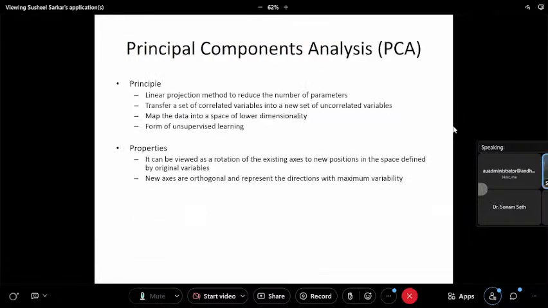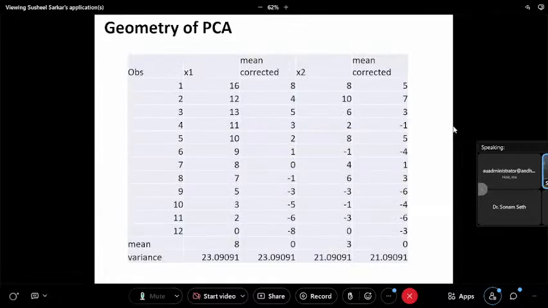Now, see what we do in rotation. Suppose x1 and x2, two variables are there. I'm taking only two for your understanding, and that's why I made this slide. This is the mean of x1, and mean corrected means observation minus mean. So this has become this, and this has become this x2. The variance is 23.09 here, and 21.09 here. This is independent of change of origin and scale.